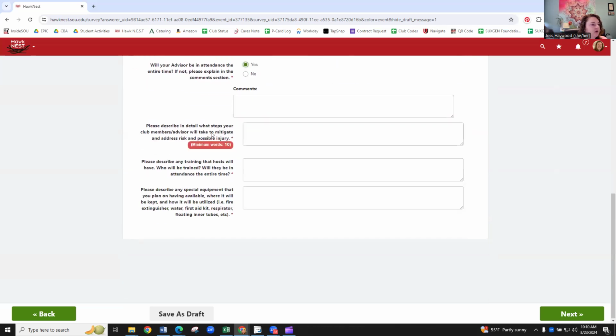And then describe in detail what steps your club members will take to mitigate the injury or possible risk of injury. So if you're going swimming, keep in mind you can have different floaties. You will be in a place where there's a lifeguard, etc. Describe any training videos or training that hosts will have, who will be trained, etc. So if you're doing an open flame, and then describe any special equipment that you plan on having, such as a first aid kit.